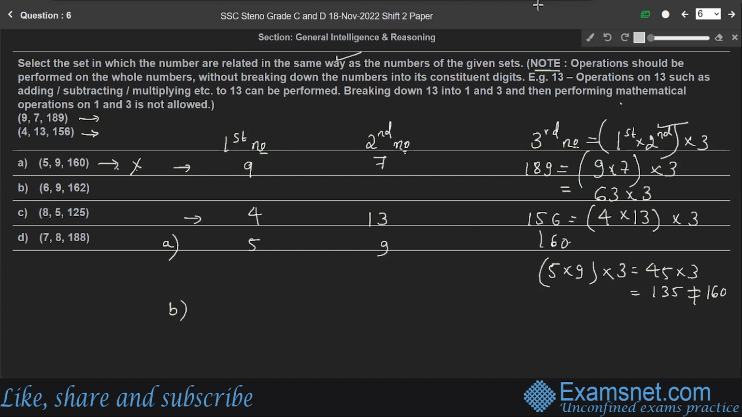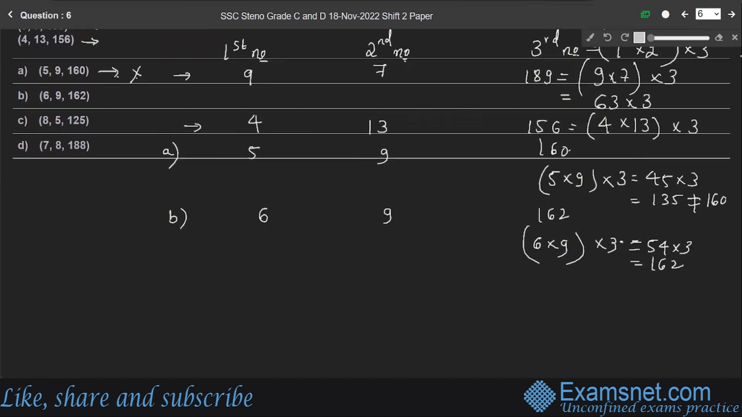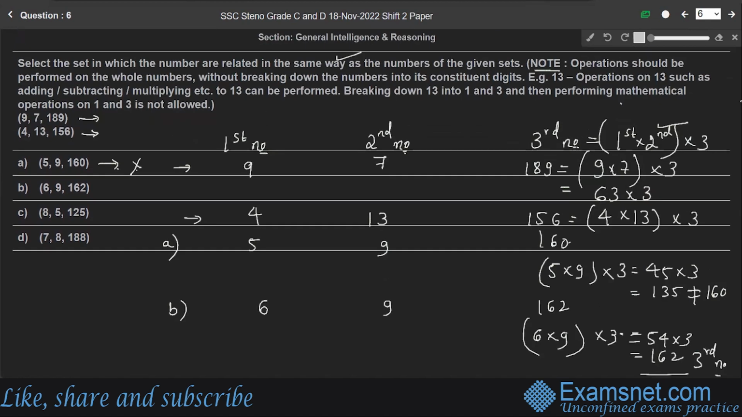So we'll consider option B, in which the numbers are 6, 9 and 162. According to the logic, 6 into 9 into 3 will give you 6 into 9 is 54, into 3 is equal to 162, which is nothing but the third number. Therefore, option B follows the logic of the given two sets. So option B is the right answer.